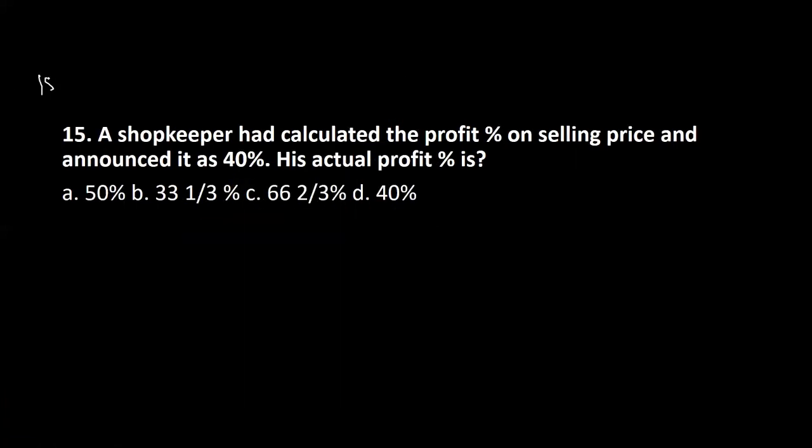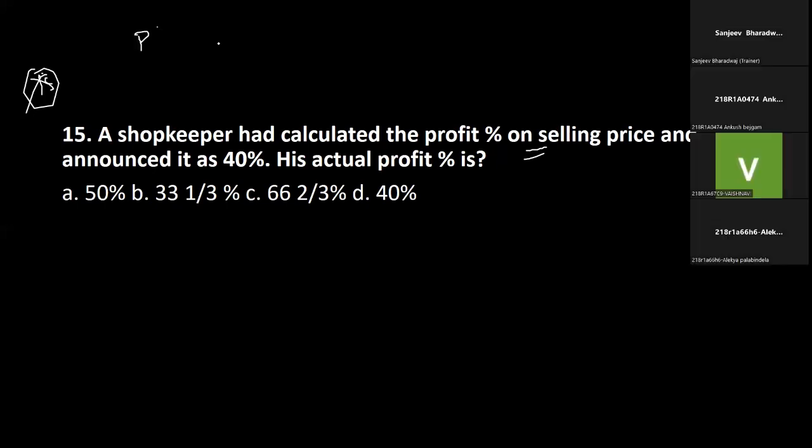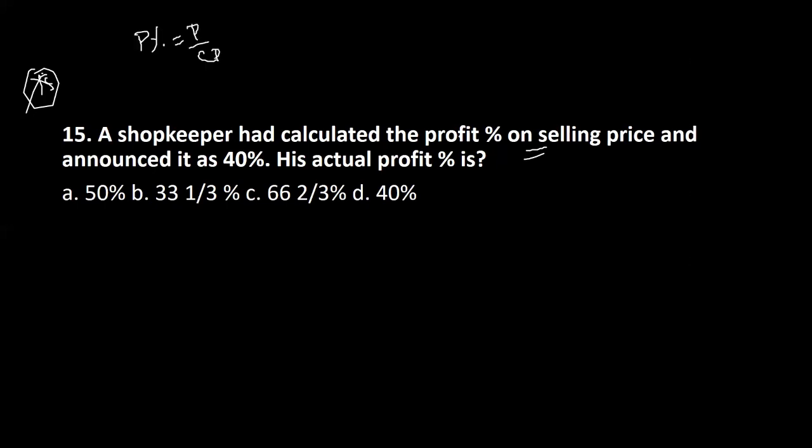Do not worry. Next question, students. A shopkeeper had calculated the profit percentage on selling price and announced it as 40%. His actual profit is what? Now comes this part. Earlier we discussed that profit percentage is always on cost price, that is P by CP, until the question clearly tells it is on the selling price. Here the case is profit percentage is P by SP.